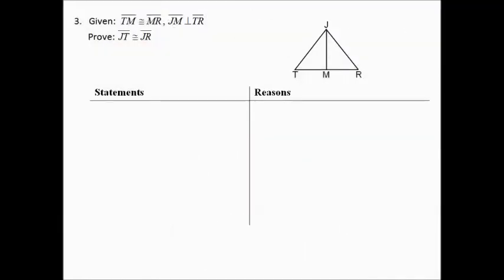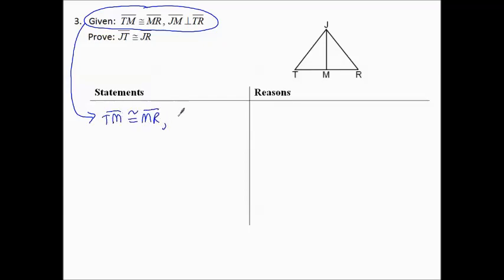Let's look at one more. Given information, we always state that first and mark it in our picture and use it. It was given to us. We didn't have to come up with it. Let's put it in our picture. TM congruent to MR. JM perpendicular to TR.